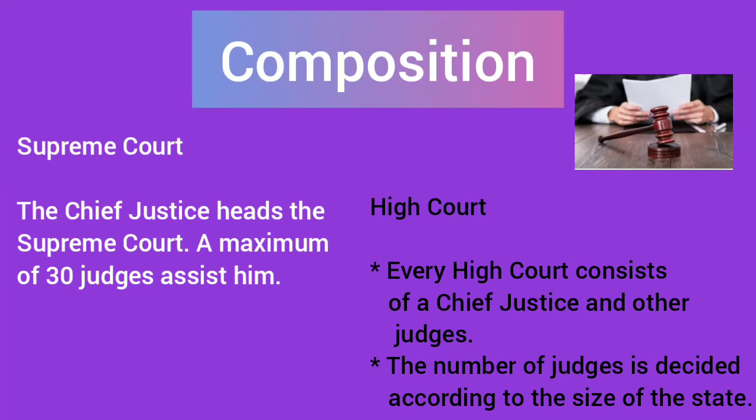Composition. Beta, the Chief Justice heads the Supreme Court and a maximum of 30 judges assist him, while every high court consists of a Chief Justice and other judges. The number of judges is decided according to the size of the state. Therefore, the number of judges varies from state to state.